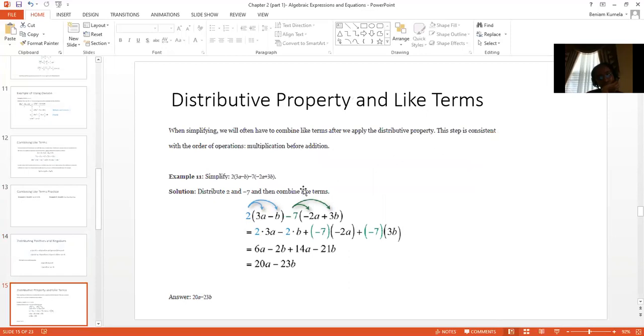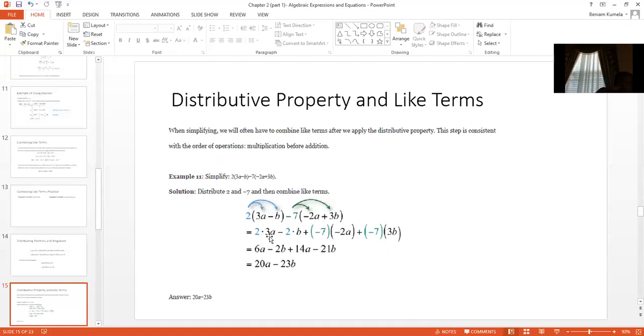Distributive property and like terms. When simplifying, we will often have to combine terms after we apply the distributive property. This step is consistent with the order of operations, multiplication before addition. So example 11, we're given this algebraic expression and we're supposed to simplify it. We have 2 on the outside and we're supposed to distribute it to 3a and negative b, as well as -7. This isn't a minus, this is a -7 together, and then you have to distribute this also.